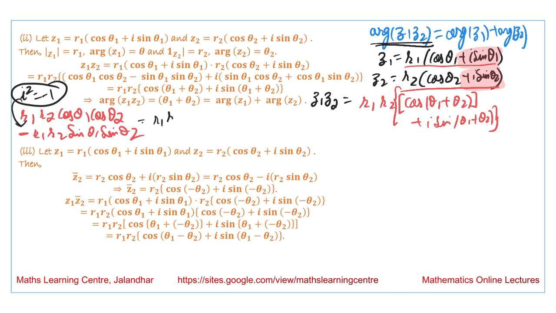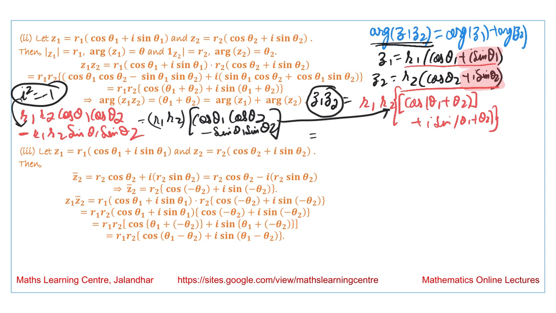So if we take r1 r2 common, we are left with cos theta 1 cos theta 2 minus sin theta 1 sin theta 2, and this is the formula for cos of theta 1 plus theta 2. So z1 z2 is equal to r1 r2 into this. Now this part r1 r2 gives us the modulus of z1 z2, and theta 1 plus theta 2 gives us the argument of z1 z2.